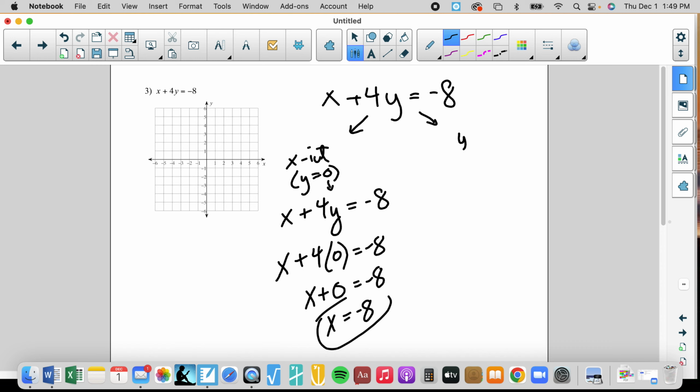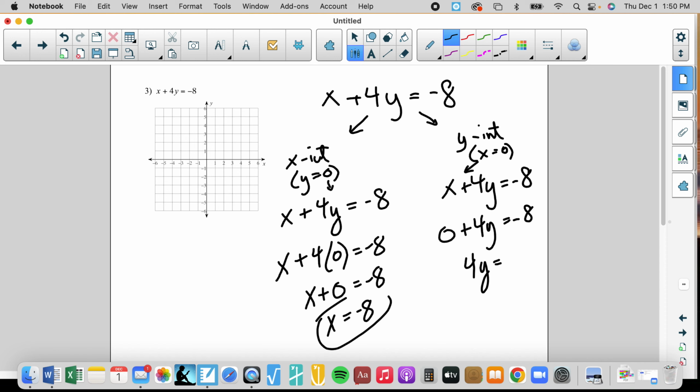And we do the y-intercept. X equals 0. We rewrite the starting problem, and then we plug it in for the variable. 0 in for x. We get 4y equals -8. Divide by 4. We get y equals -2.